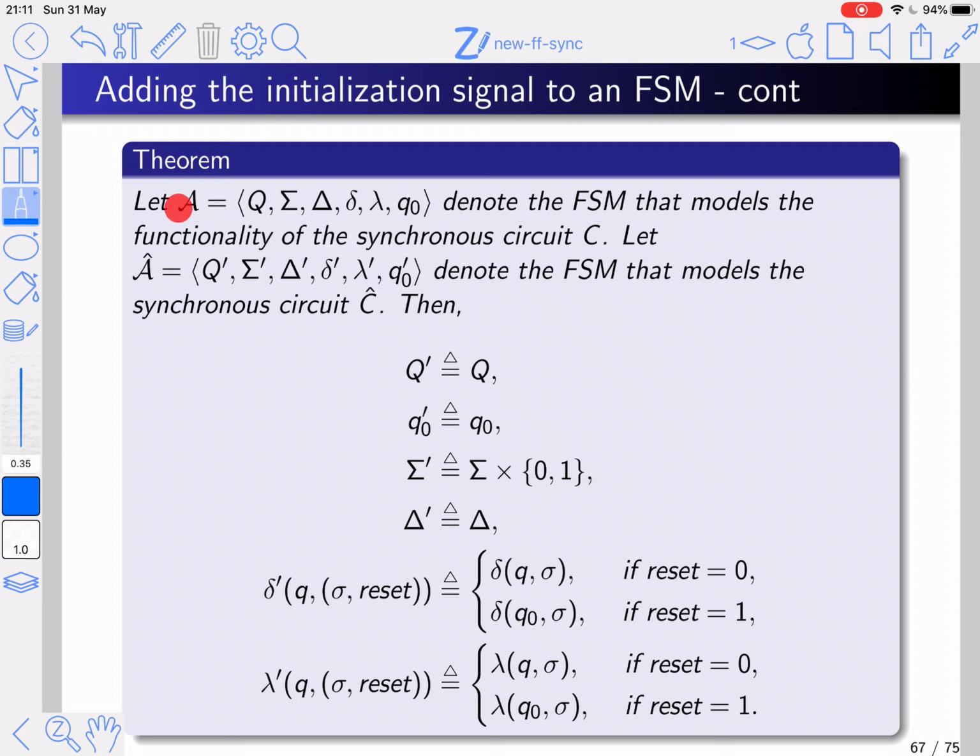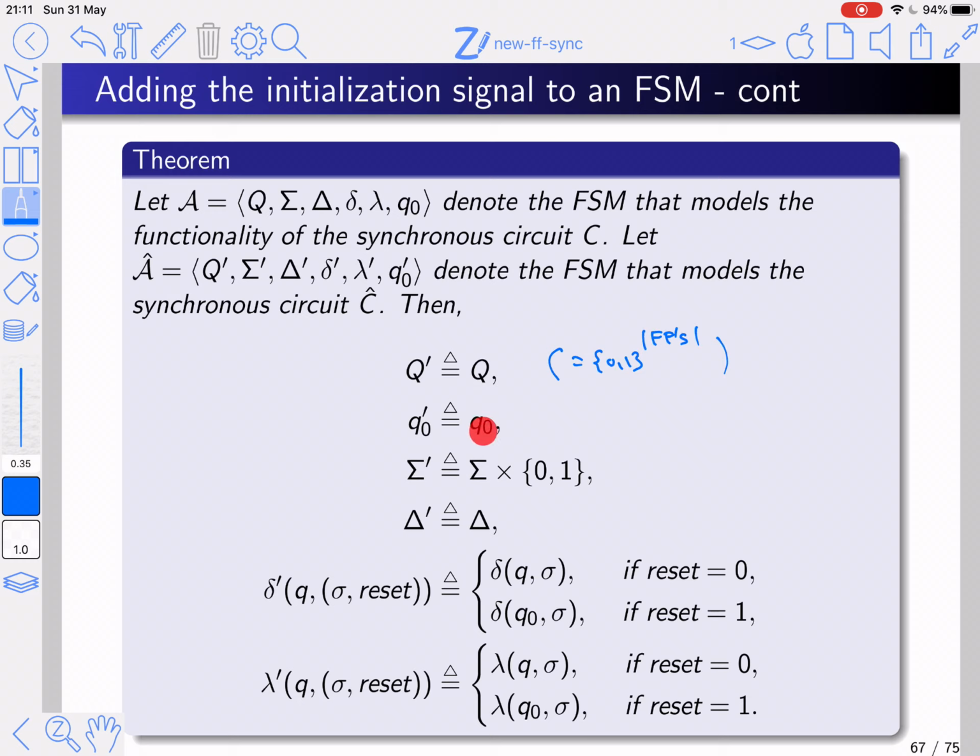Good. So this is A, the 6-tuple, and this is A hat, the 6-tuple, with the primes. And we want to see the relation between Q prime and Q and so on. Okay. So same set of flip-flops. So we did not change the set of states, right? So it is 0, 1 to the power of the number of flip-flops, right? No change.